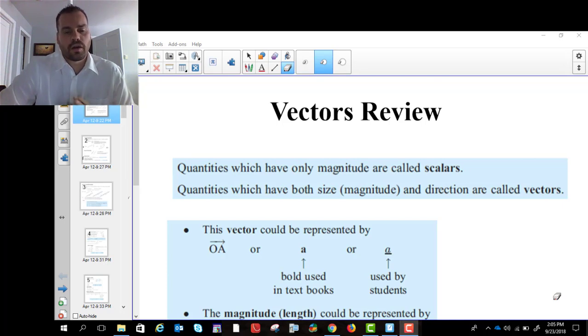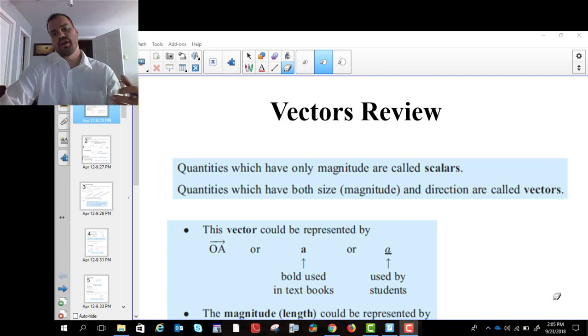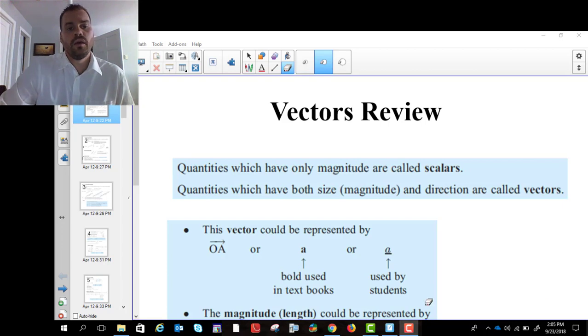A vector is a quantity that has both size, that is a magnitude, and a direction. It's opposed to a scalar, which just has magnitude but not direction. That should be review from physics. You would have talked about things like velocity versus speed. Velocity is a vector because it has a size and a direction, whereas speed is a scalar because speed is just size. In fact, speed is the scalar that's associated with velocity.